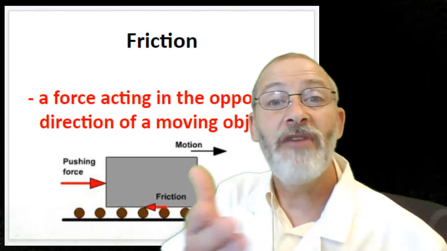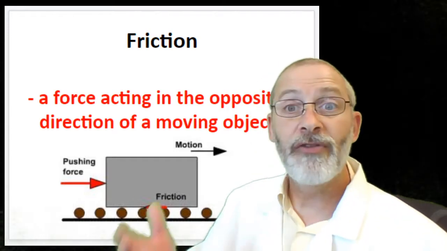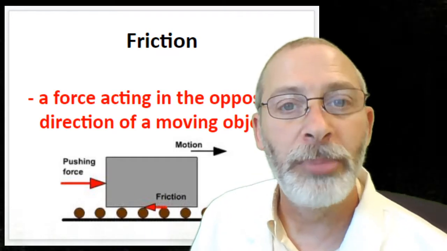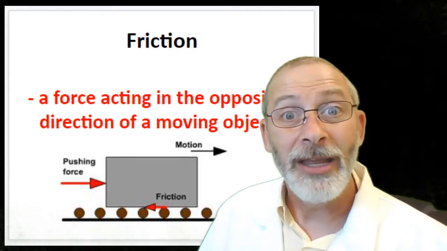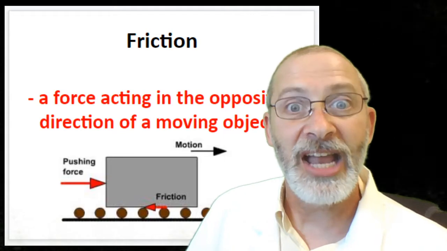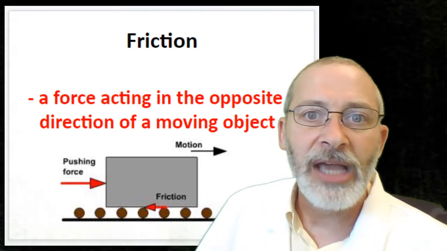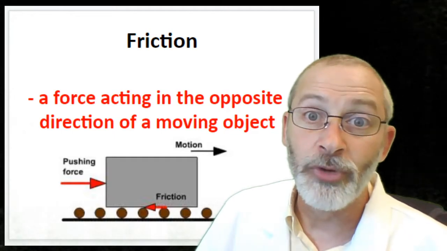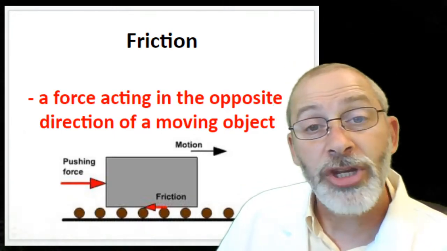Or how many of you have ever gone roller skating? If you've ever gone roller skating or rollerblading, have you ever gone around and around and around and then felt the wheels? The wheels probably got hot. That's a result of the friction working in the opposite direction of your movement. And again, there are things we can do to minimize friction if we want.